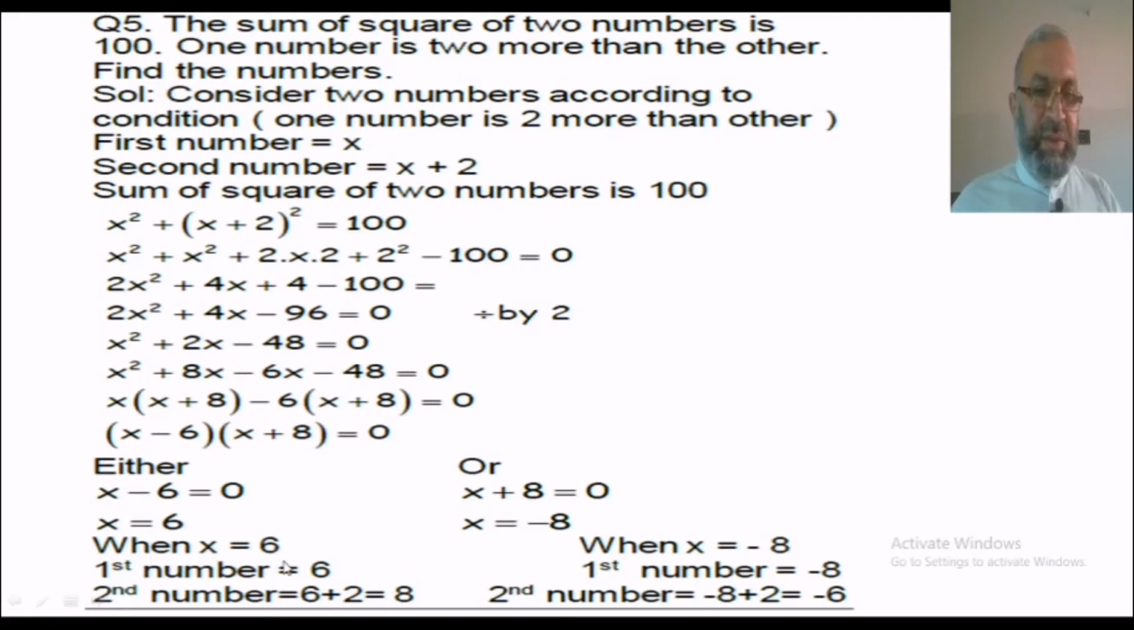When x is equal to 6, the first number is 6, the second number is x plus 2, that is 8. So the numbers become 6 and 8. Similarly, when x is minus 8, the first number is minus 8, the second number is minus 8 plus 2, minus 6. So the numbers are 6, 8 or minus 8, minus 6.